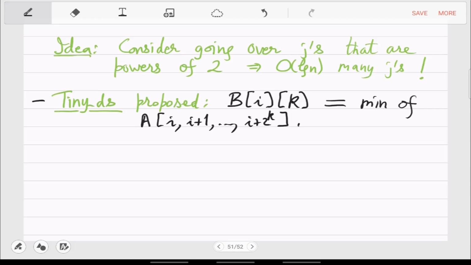So this is a two-dimensional adaptation of that S array we had before, S of i or S of j. Now here we have B of i, but we are storing more things. But this more is still quite small. k can only go up to log n. So it stores those minima for all i going from 0 to n minus 1 and k going up to log n.